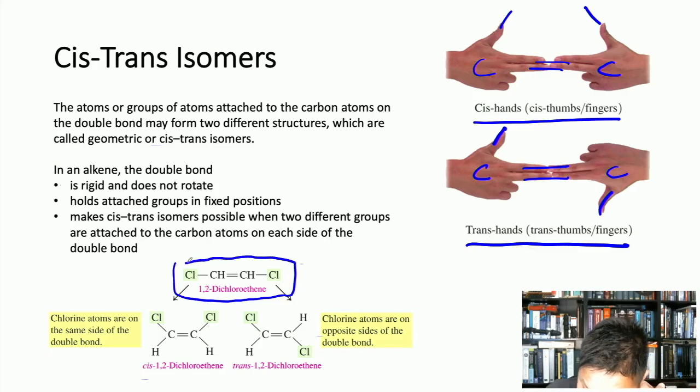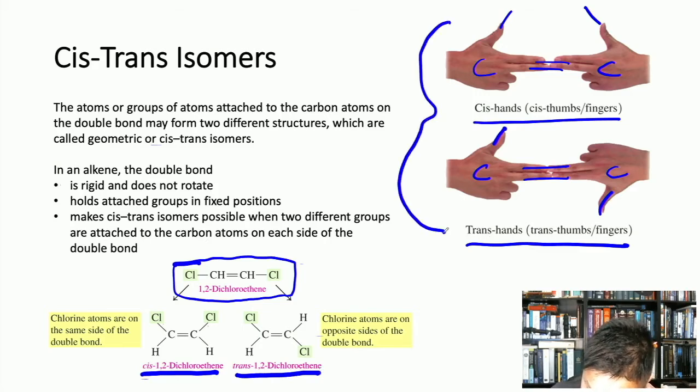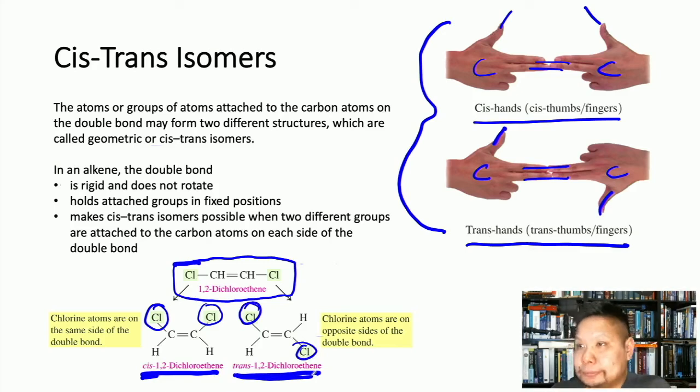This particular condensed formula can be expanded into these two formulas, cis-1,2-dichloroethene and trans-1,2-dichloroethene, right? And just as the two sets of hands imply, if the chlorines are on the same side, then it's cis-1,2-dichloroethene. If the chlorines are on opposite sides, it's trans-1,2-dichloroethene. But that only happens with alkenes.